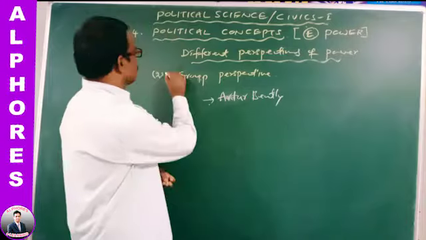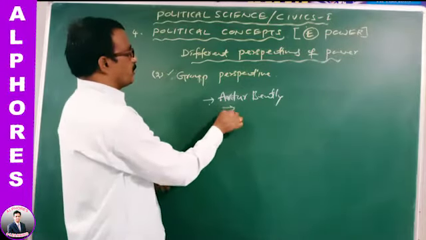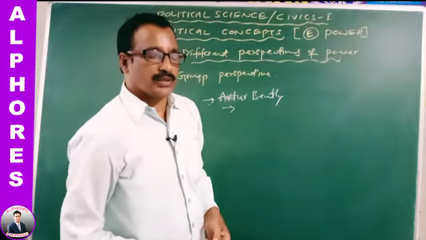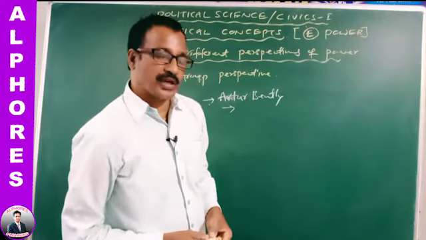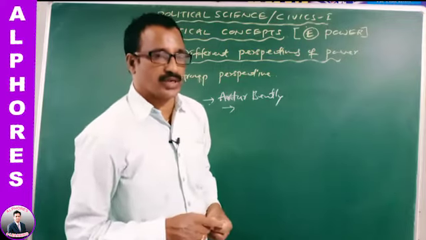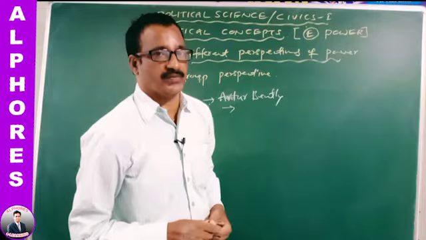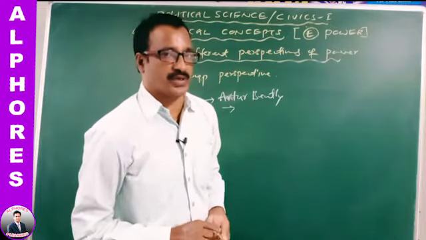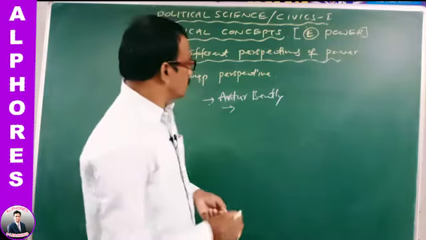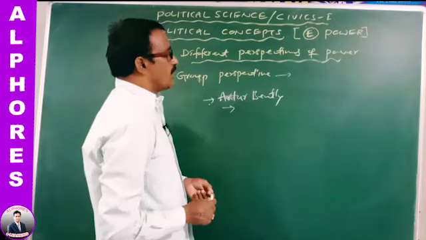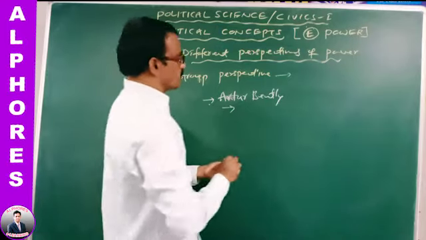Arthur Bentley. This perspective was developed by whom? Arthur Bentley. Clear? So this perspective corresponds to the pluralistic theory. Already we studied 2 theories of sovereignty: one is the Austinian theory of sovereignty, another one is the pluralistic theory of sovereignty. Clear? So this theory or this perspective is associated with pluralistic society.